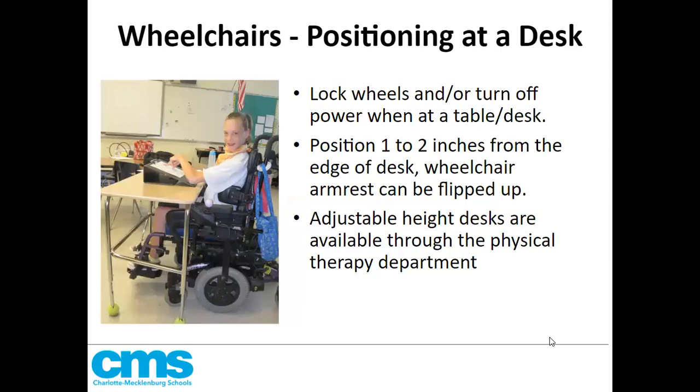Let's review how to position a student at a desk. Make sure both wheel locks are locked or the power is turned off for a power chair when positioned at a table or a desk. You want to position the wheelchair 1 to 2 inches from the edge of the desk. You can flip up the armrest to allow the wheelchair to get closer to the desk. Adjustable height desks are also available through the physical therapy department if needed.